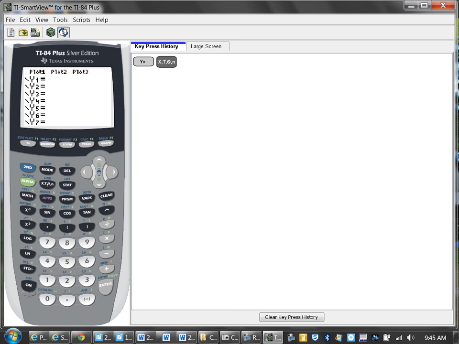This button right here, next to the alpha button, next to the green button, says x, t, theta, n. We want y1 equals x plus 2. How do I get a 2? There's a number between 1 and 3.